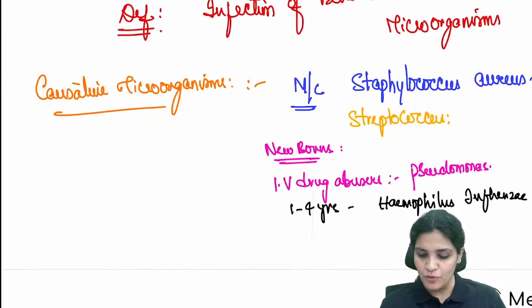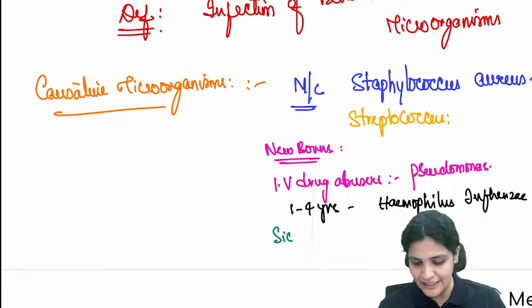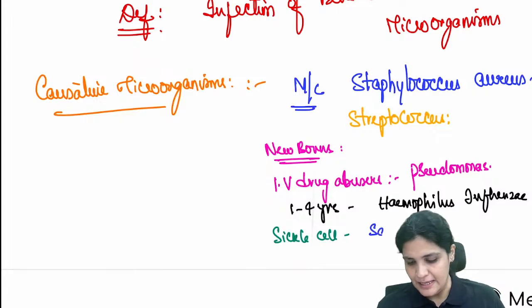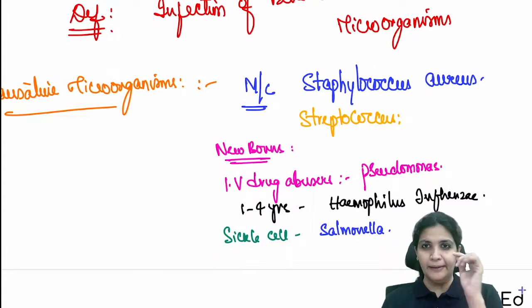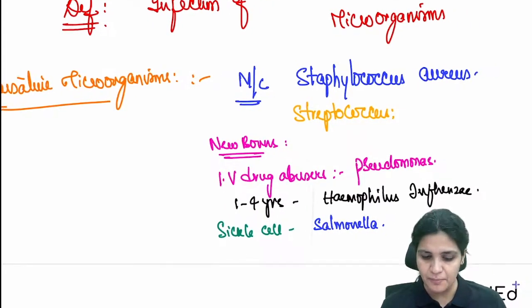Then most importantly, in case of sickle cell disease, it is Salmonella. So these are some of the important organisms which you have to remember.